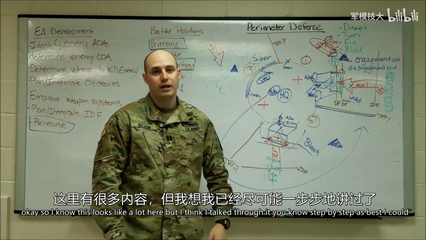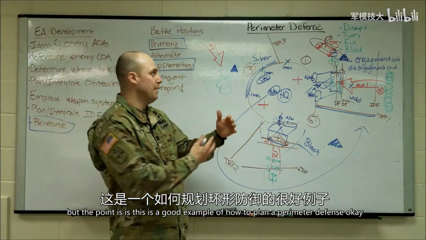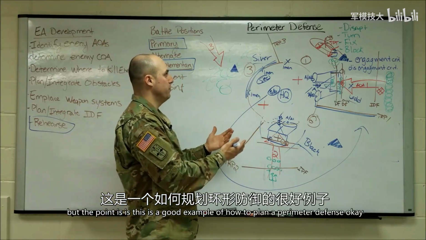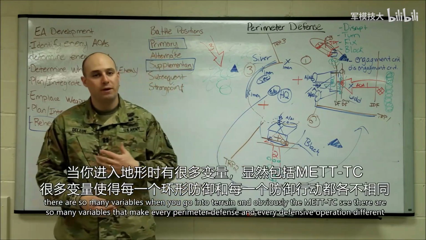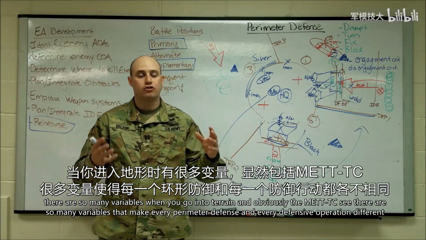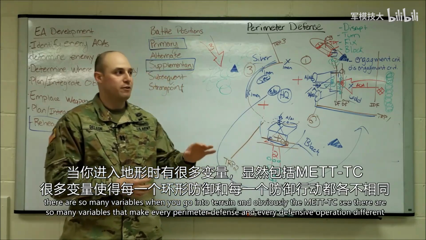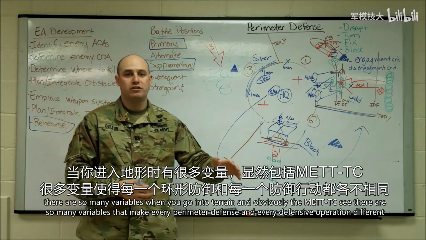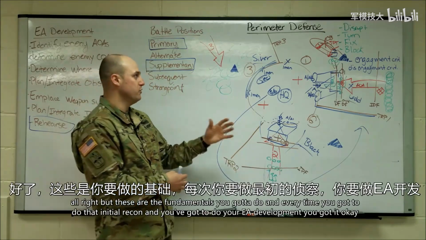Okay, so I know this looks like a lot here, but I think I talked through it step by step as best I could. But the point is this is a good example of how to plan a perimeter defense, okay? There are so many variables when you go into terrain and obviously the METT-TC. There are so many variables that make every perimeter defense and every defensive operation different, all right? But these are the fundamentals you gotta do.